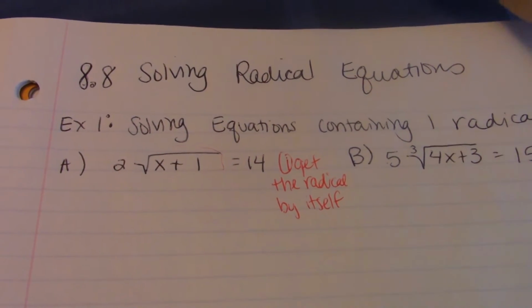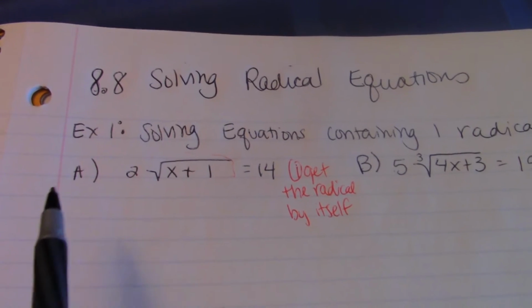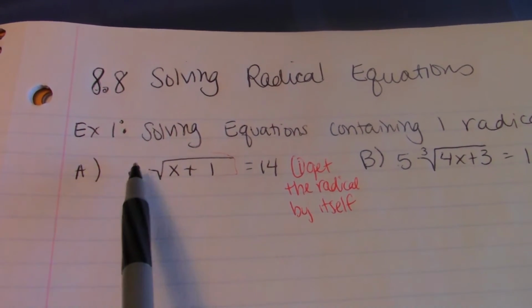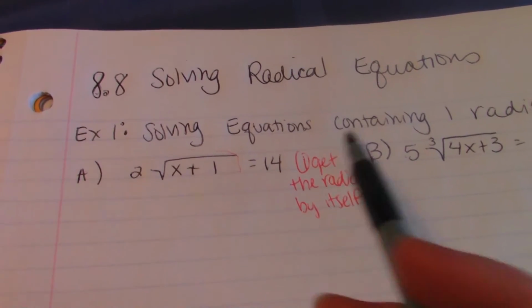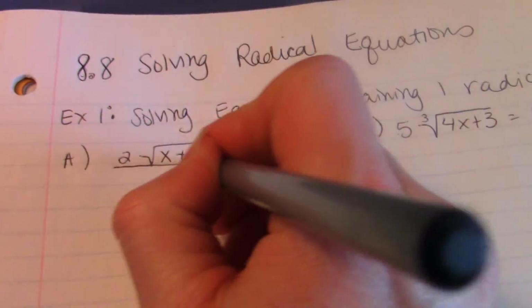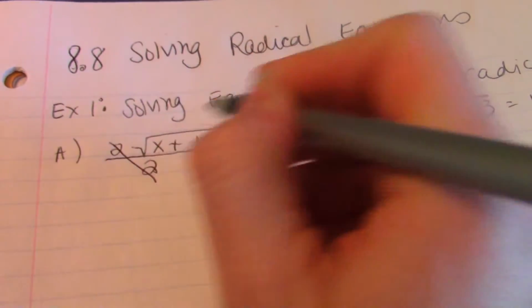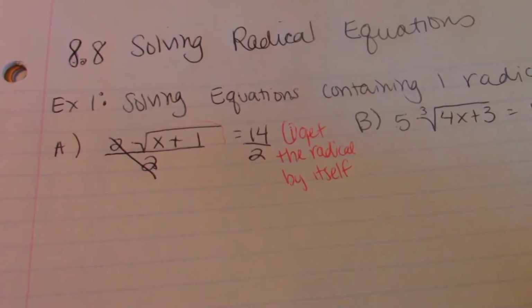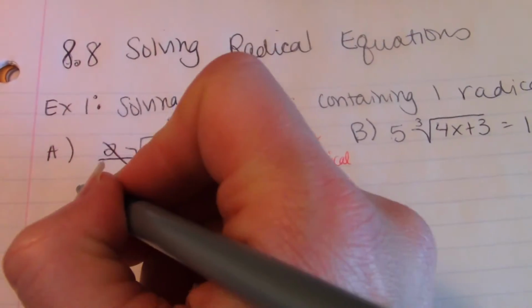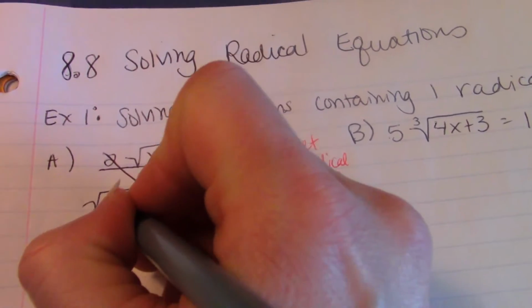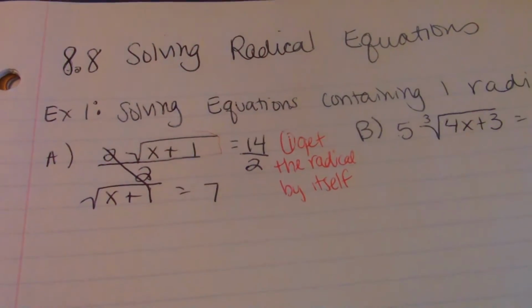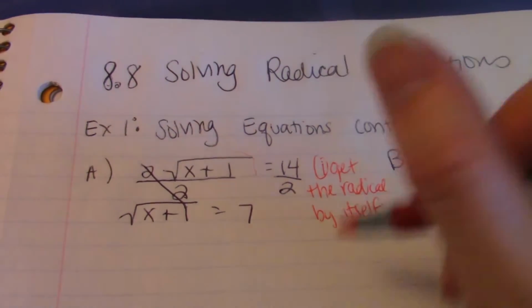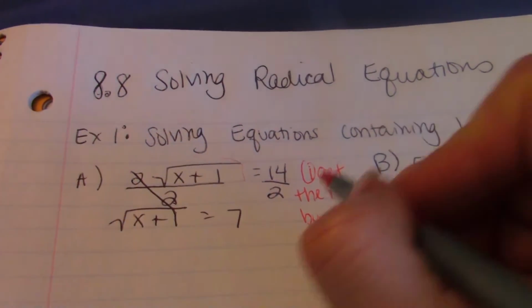So our first thing we have to do is move this 2. Well, that says 2 times that radical, square root of x plus 1 equals 14. So the opposite of 2 times is divided by. So now I have the square root of x plus 1 equals 7. So it is by itself, so we are good.